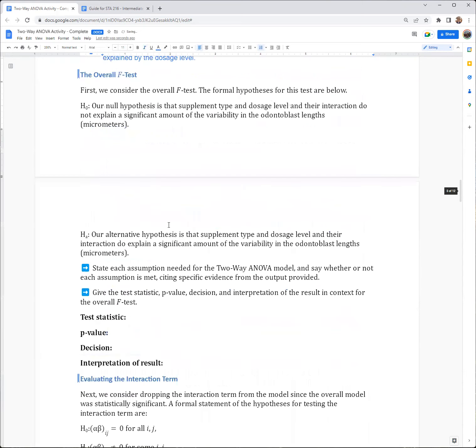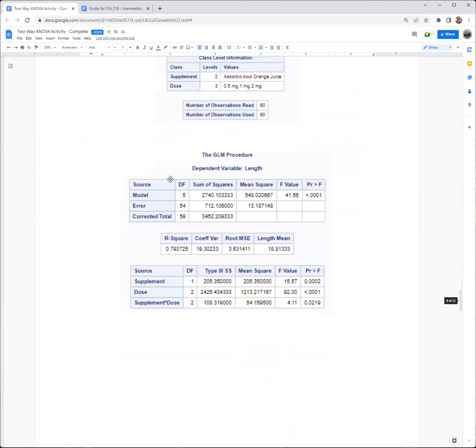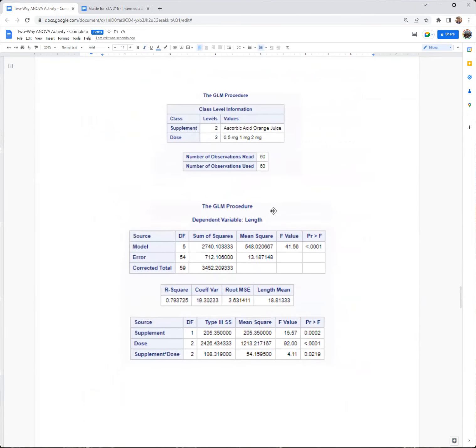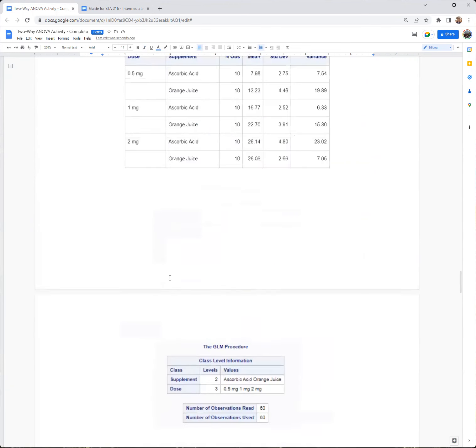Okay, so SSA. We go down to the ANOVA table, and we'll see this Type 3 sum of squares, Type 3 SS. This is where we want to get these values from. Factor A is supplement, so this gives us our SSA right here, 205.35.